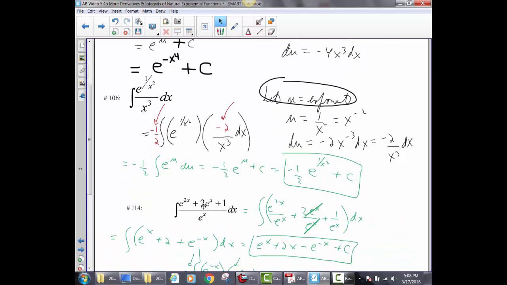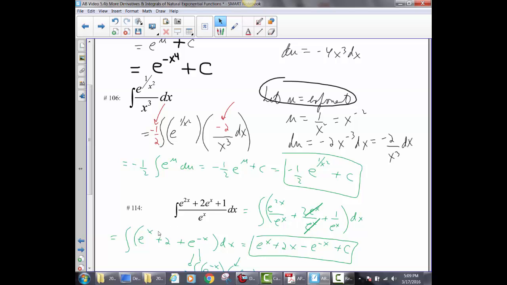Okay, the degree of the top is bigger than the degree of the bottom, so you can split it up: e to the 2x over e to the x, plus 2e to the x over e to the x, plus 1 over e to the x, giving you e to the x. 2x minus x is x. Over here gives you 2. And then 1 over e to the x is e to the negative x.